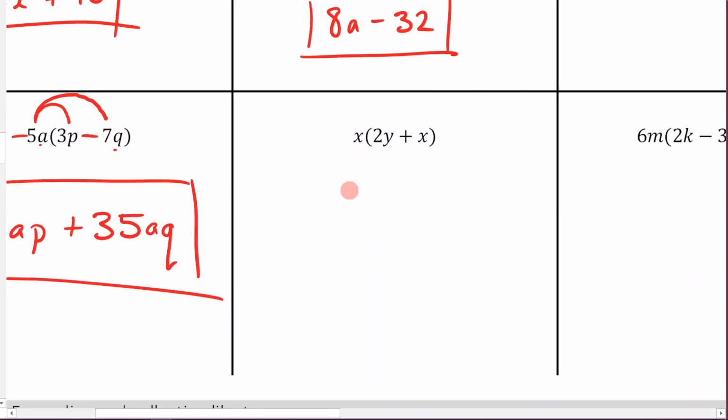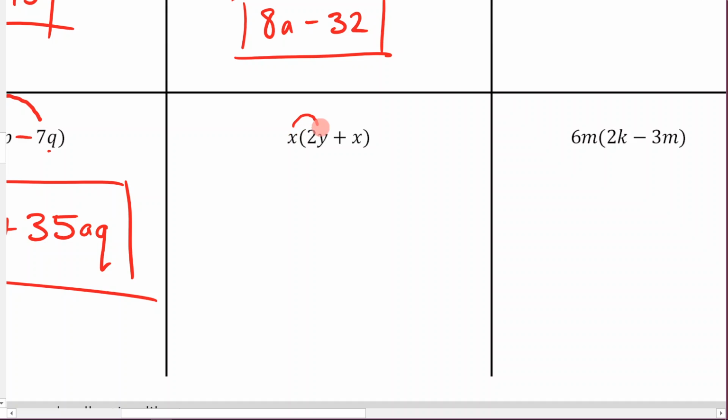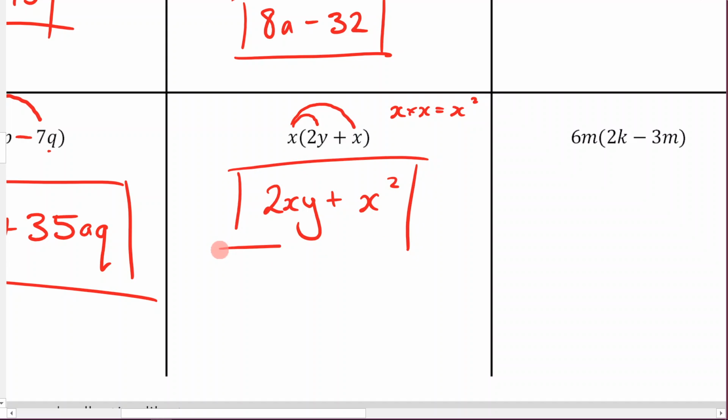Let's do another one. Here I'm going to go x times 2y, which is going to be 2xy, plus, now I've got x times x. Now x times x is equal to x squared. So that means I'm going to get x squared there. That is going to be my answer.